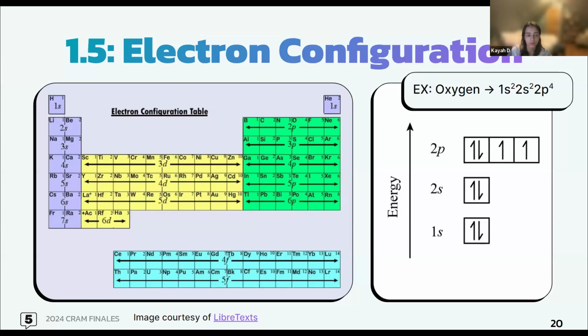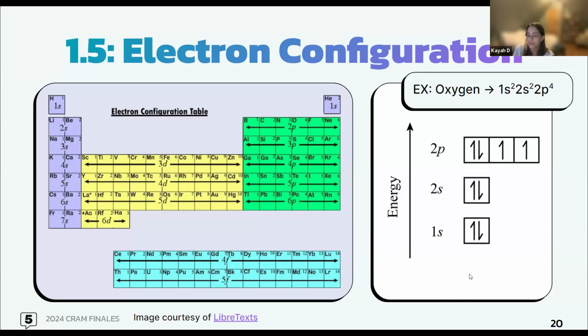So for example, for oxygen, right? Oxygen has an atomic number of 8. So that means it has 8 protons. And since oxygen in this case is neutral, so it's not an ion in any way, you're going to have 8 electrons as well. So in this case, you'll write 1s2, 2s2, 2p4.